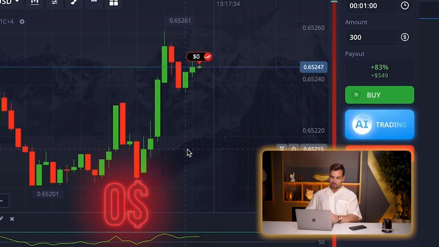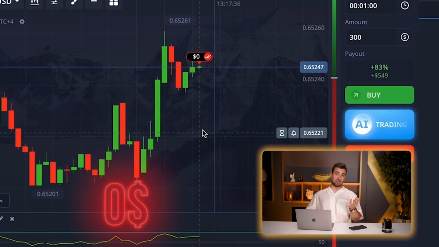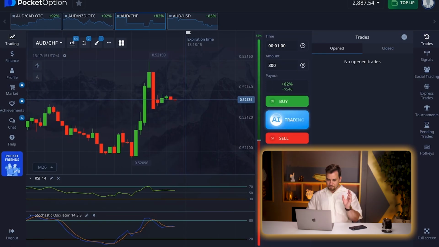This moment reminds you that even experienced traders shouldn't ignore their own rules. Losses are a part of the game. What matters is not letting them throw you off track. So, Australian dollar and Swiss franc.